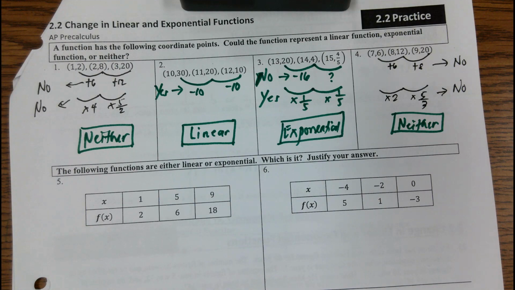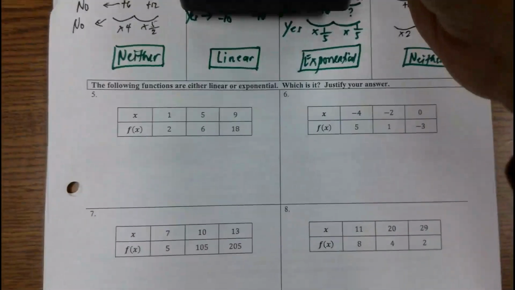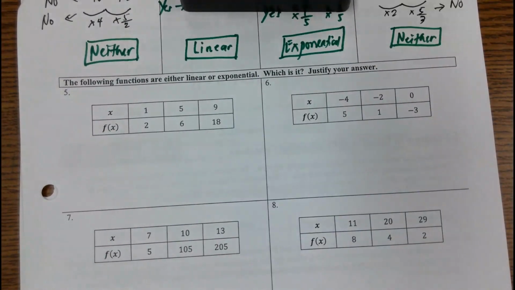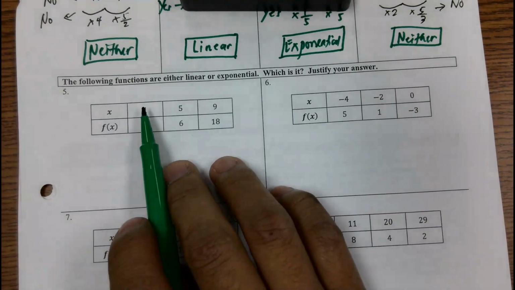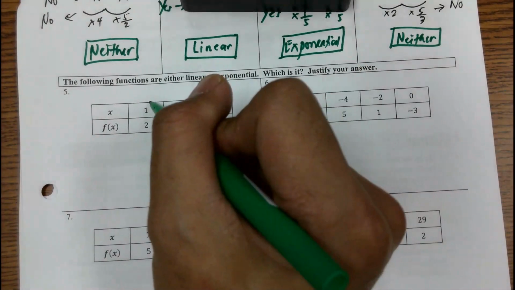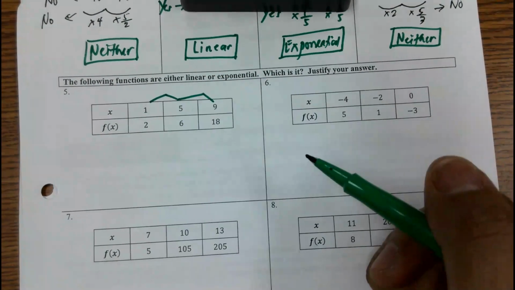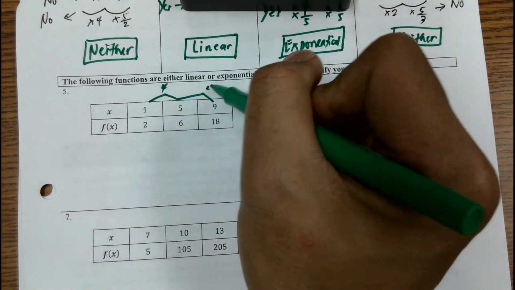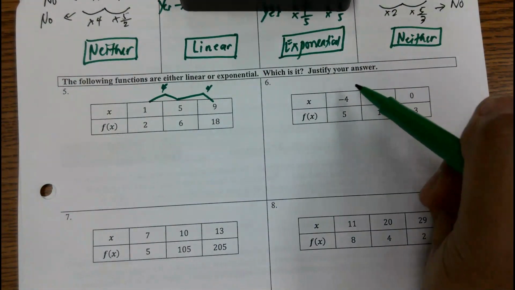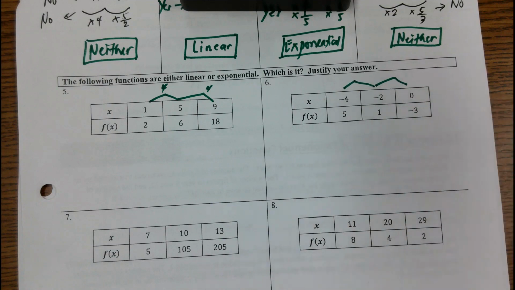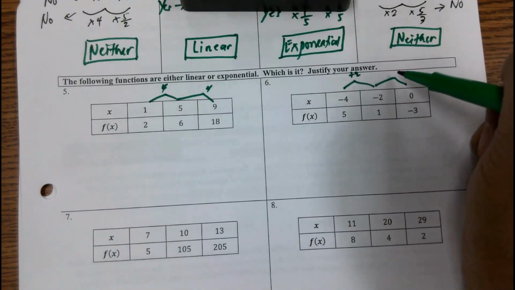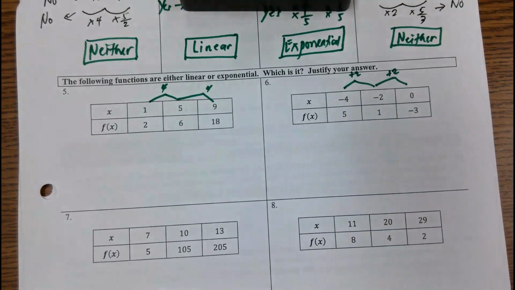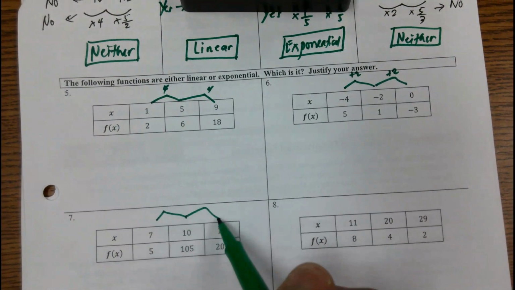Okay, numbers 5, 6, 7, and 8 are much easier to see because you only need to focus on the y values here. But first, if you look at 1, 5, and 9, what's the distance, guys? 4 and 4. So we can check the second value. How about this one? Do they have the same pattern? Yes, it's plus 2 and plus 2. How about this one? 3 and 3.